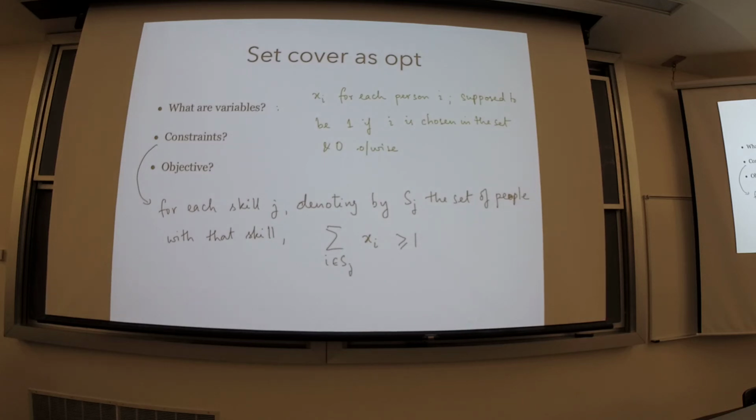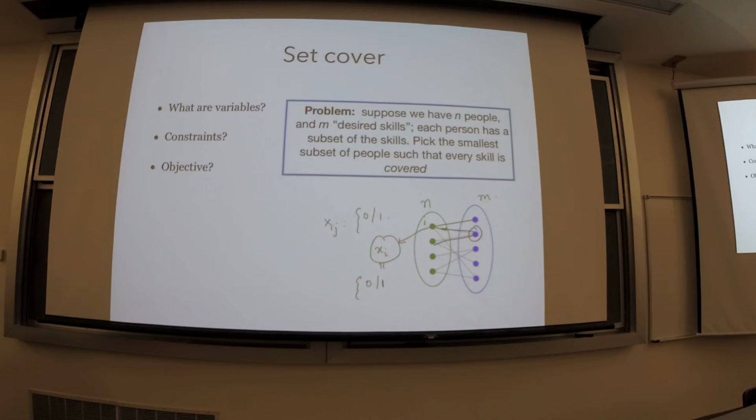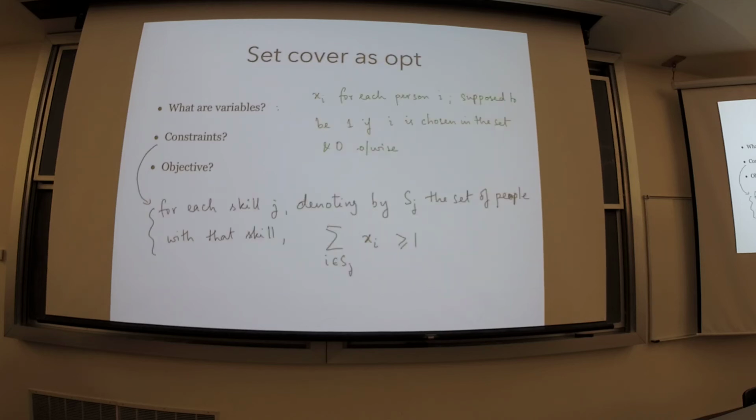So you have n constraints here. Maybe it was m. Yeah, so we have m constraints, one for each skill.